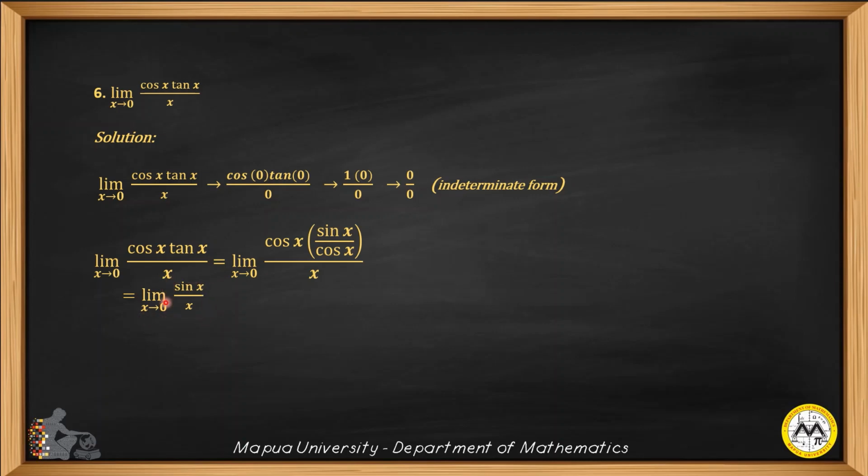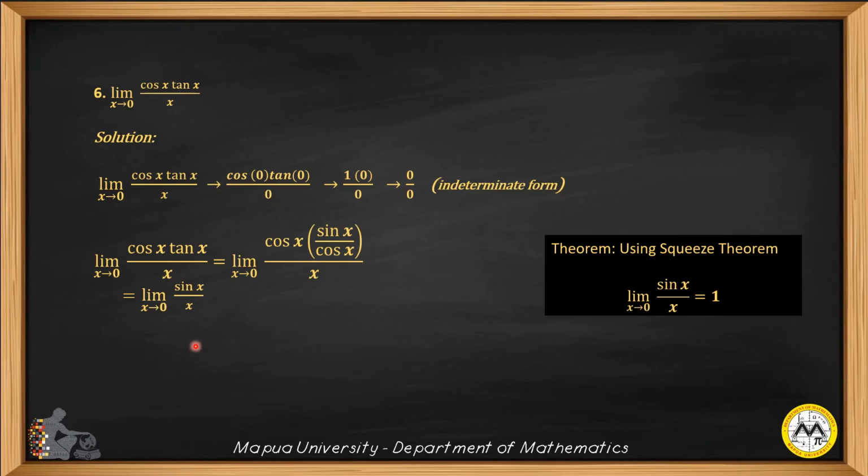Now, please take note that in this given form, there is no more a common factor of the numerator and the denominator. And in case you encounter a sine x over x ratio in the expression, and you are asked to evaluate the limit as x approaches 0, then you can make use of this theorem, which is the result of using the squeeze theorem, stating that the limit of sine x over x as x approaches 0 is 1. And therefore, going back here, the limit now of this expression is 1, and that will also be the limit of cosine x times tangent x divided by x as x approaches 0.